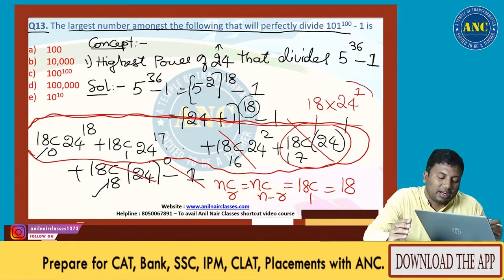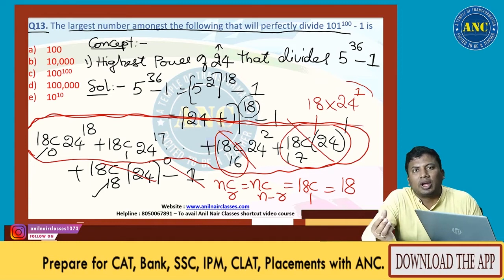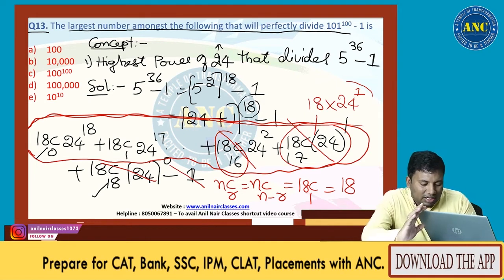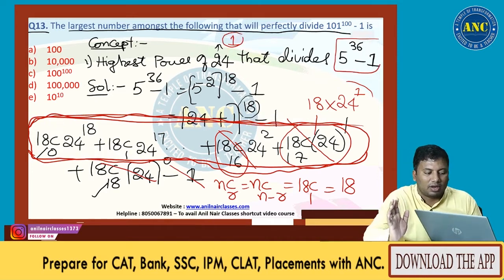You might get a doubt: Anil sir, is there no possibility that it will come in the other terms? No possibility will come. You can take a few values of 18C16, 18C15, 18C14, and you will come to know. So the power of 24 that divides this entire number is 1. So the highest power of 24 that divides 5 power 36 minus 1 is 1.